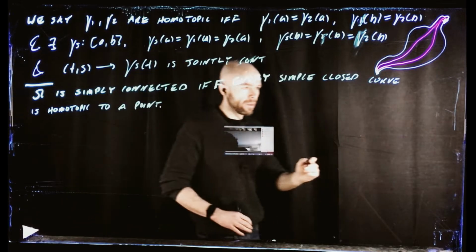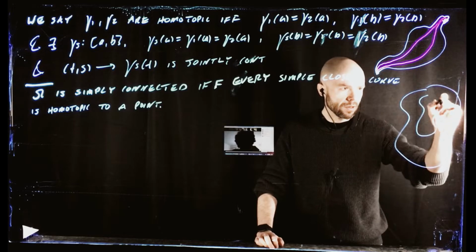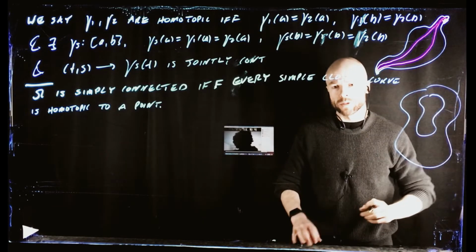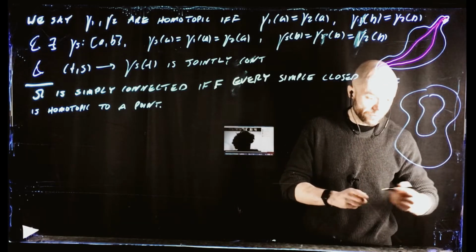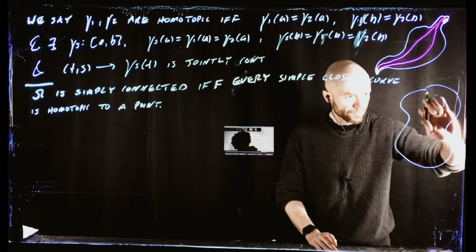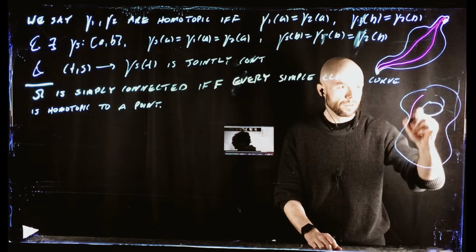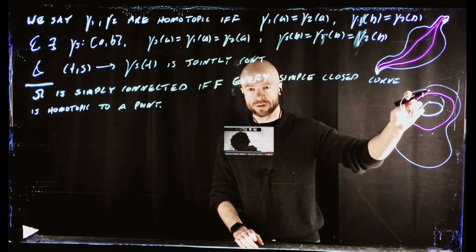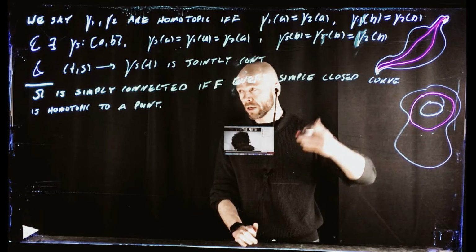Which means that if we have our region, every simple closed curve, we can smoothly deform it, while staying inside the region, down to a single point. That is a way to say that we have no holes inside our region. So if this is our region and this is a hole, then there's no way to smoothly deform this simple closed curve down to a single point while remaining inside the region.